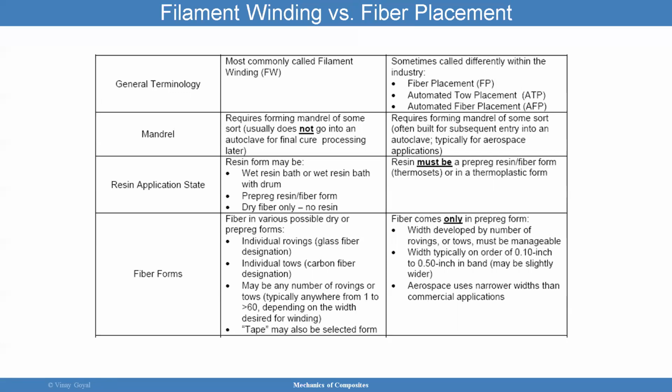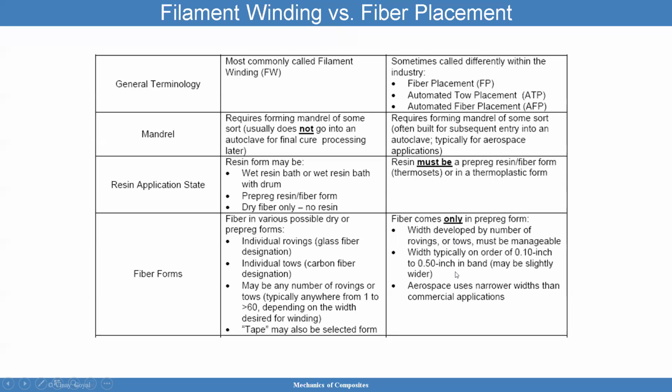You have the resin application stage. On the left, the resin may be applied in a wet resin bath or wet resin bath with drum, and you need dry fiber only, no resin. On the right-hand side, the resin must be a prepreg for it to work. Then you have the fiber forms. The fiber forms come only in prepreg form, some of them. So I've shown it here on the right for fiber placement.